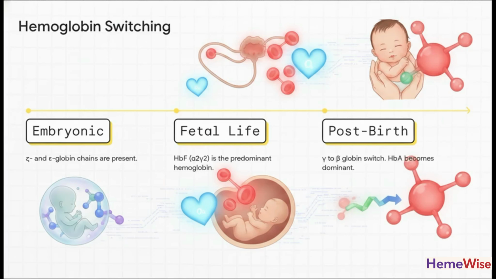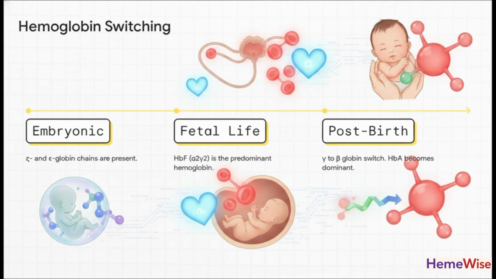So, looking at this developmental timeline, you can see hemoglobin isn't static. It actually shifts as we grow. We kick things off with embryonic hemoglobins, but by fetal life, hemoglobin F, or fetal hemoglobin, totally takes over. Why? Because its high oxygen affinity is absolutely perfect for pulling oxygen right from the maternal circulation.